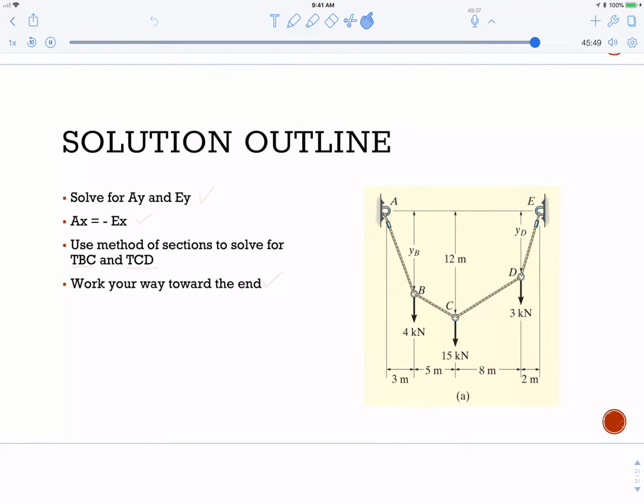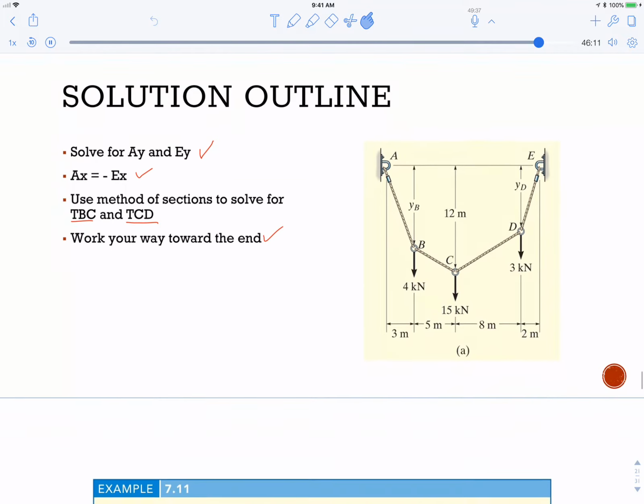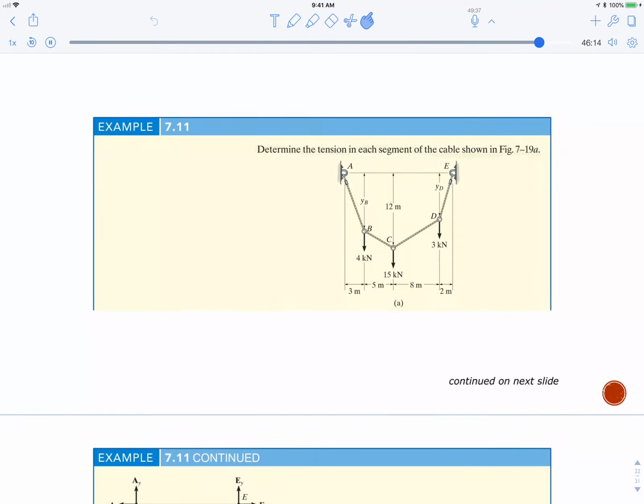Here's an outline for the solution. The first thing we're going to do is solve for AY and EY, and then we're going to observe that AX equals minus EX. And then finally, we're going to use the method of sections to solve for the tension in BC and the tension in CD. And then we're going to work our way towards the end and get the tension in the other 2 ropes. Here's the problem statement. They're asking us to get the tension in each segment of the cable.